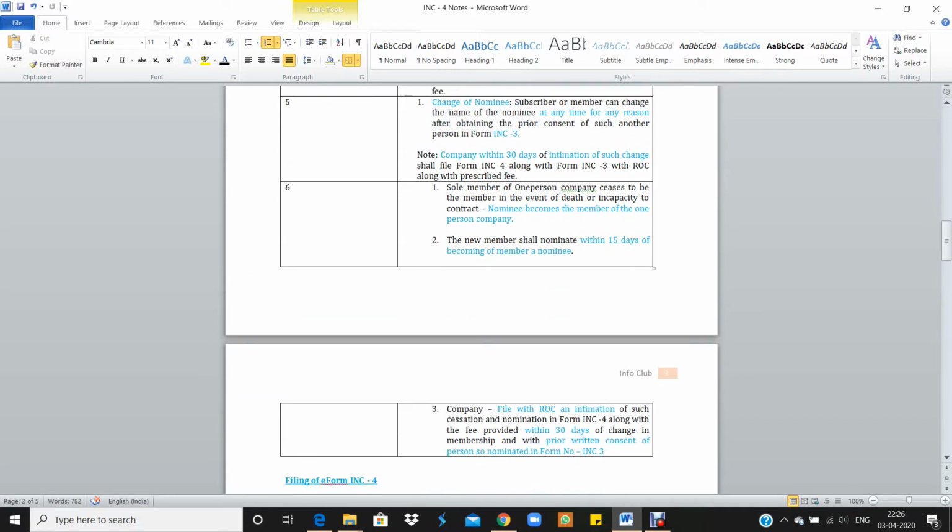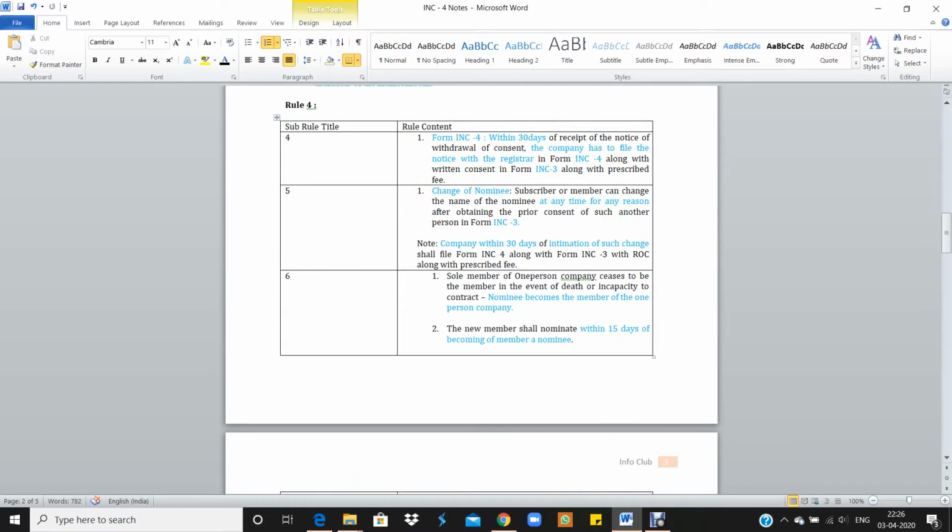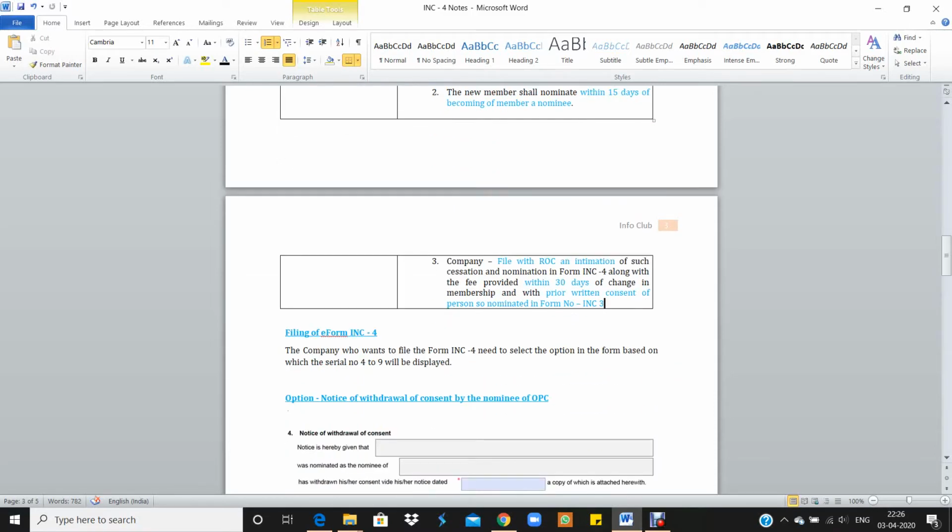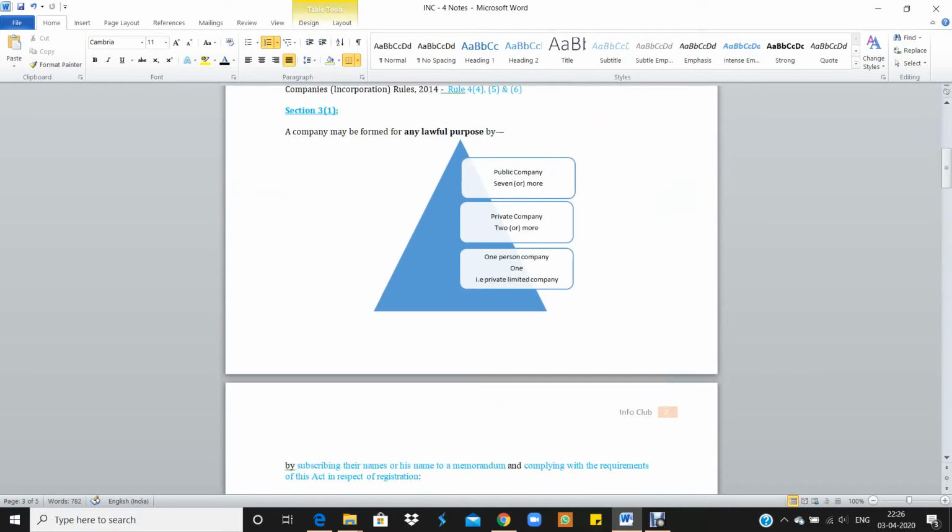So there are three kinds of situations: when a withdrawal of consent is received from the nominee, or when there is a change of nominee done by the subscriber or member by appointing a new nominee, or when there is a cessation of the previous member or subscriber. In those situations, form INC 4 has to be filed with the ROC along with the prescribed fee. Okay, now let's go for the purpose.